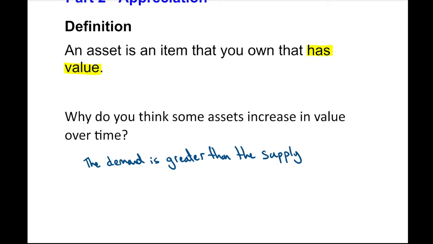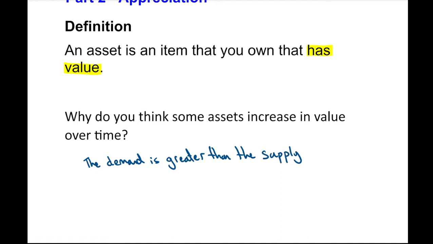right? You may have heard the term supply and demand before. If a lot of people are trying to get one item, maybe it's a limited edition, you see shoes that are like that. You see some figurines or maybe cards that are limited edition, and a lot of people want them, but there's only so many made. So that could cause the value to increase over time.